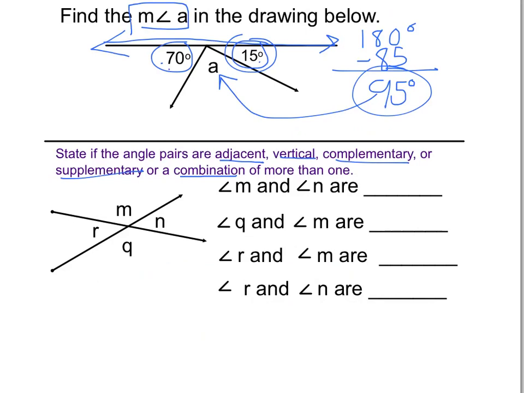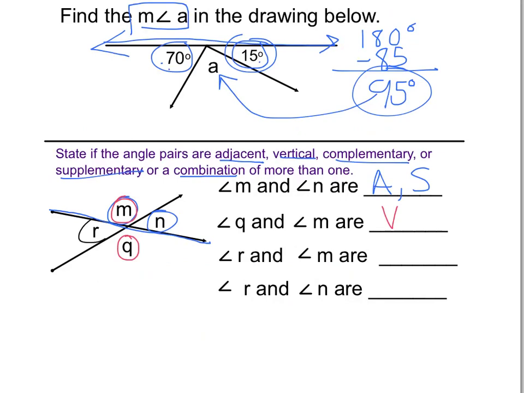So angle M and angle N. Here's M, here's N. If I'm looking at those two, they are next to each other, so they are adjacent. I also notice that they form a straight line together, so they are also supplementary. Angle Q and angle M, those are across from each other, so we would call them vertical. They're both bigger than 90 degrees, so there's no way that they would be supplementary, so it's just vertical.